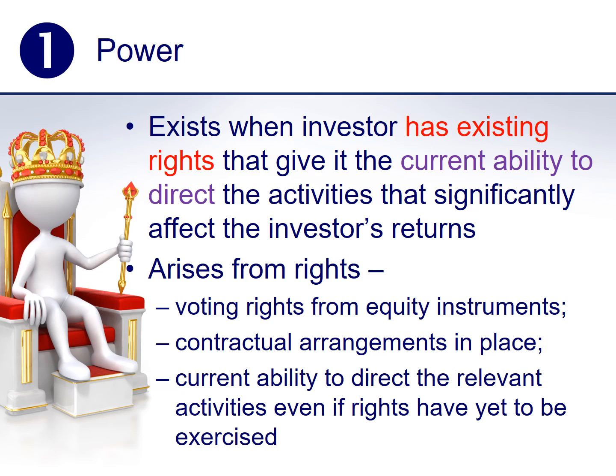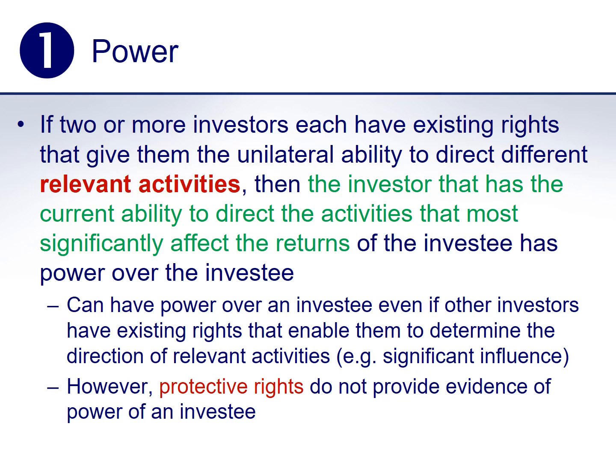The explanation of power refers to relevant activities. Now, relevant activities are the activities that most significantly affect the returns of the investee. So one needs to look at what rights you have over what types of activities, what decision-making ability you have to allow you to make decisions unilaterally. That's typically what power means for purposes of this definition. Unilateral power means I can make decisions without having to consult anybody else. Whether I do consult with anybody else or not is irrelevant. I can still make the decisions by myself without having to do so with others.